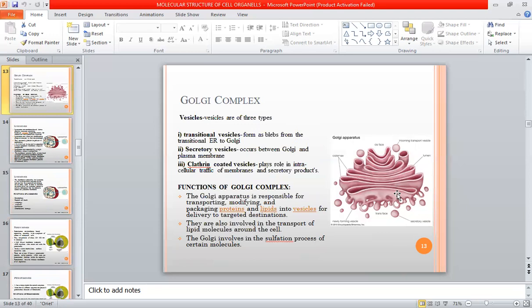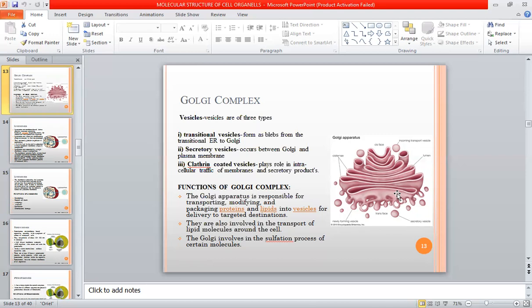Third one is vesicle. Vesicles are of three types: transitional, secretory, and clathrin. Function of Golgi complex: the Golgi complex performs various functions. It is responsible for the transportation, modifying, and packaging of protein, and the distribution of proteins and lipids into the vesicles and to the targeted destination.